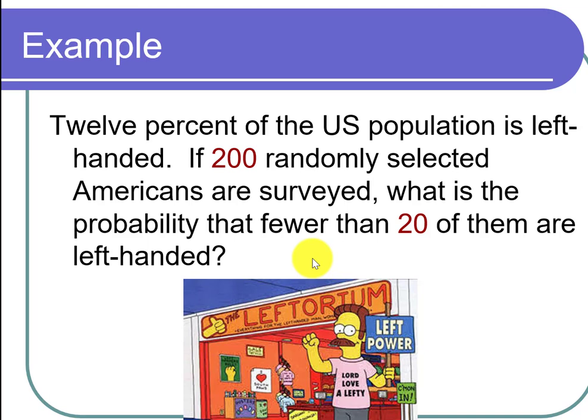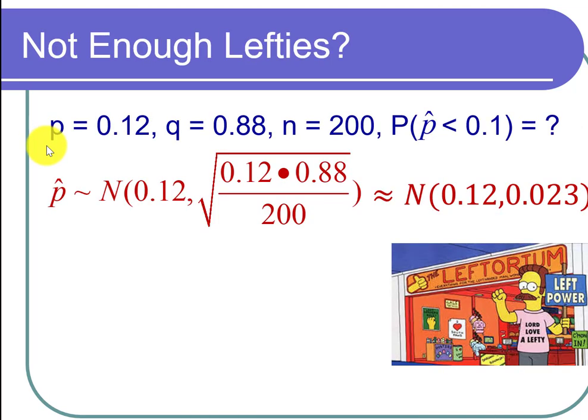So let's go ahead and take a look at this. So here's what we have. We were told that 12% of the population was a lefty. 12% is 0.12, so P is 0.12. 1 minus P, that's Q. 1 minus 0.12 is 0.88. N is 200. We want the probability that P hat, the sample proportion, is less than 0.1, because 20 out of 200 is 10%, or 0.1. We want the probability that P hat is less than 0.1.